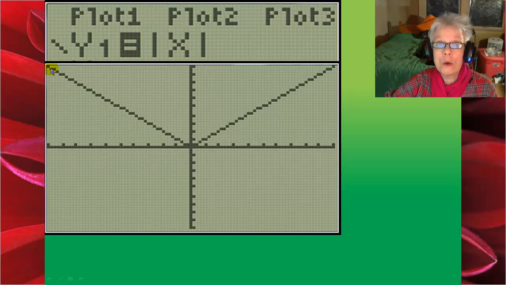All right, so it looks like a V, and it reaches its lowest point there at the origin. It's a sharp V. Now, the graphing calculator makes it look flat there. It's not flat. It comes to a sharp point at the origin. Y equals the absolute value of x, or f of x equals the absolute value of x.